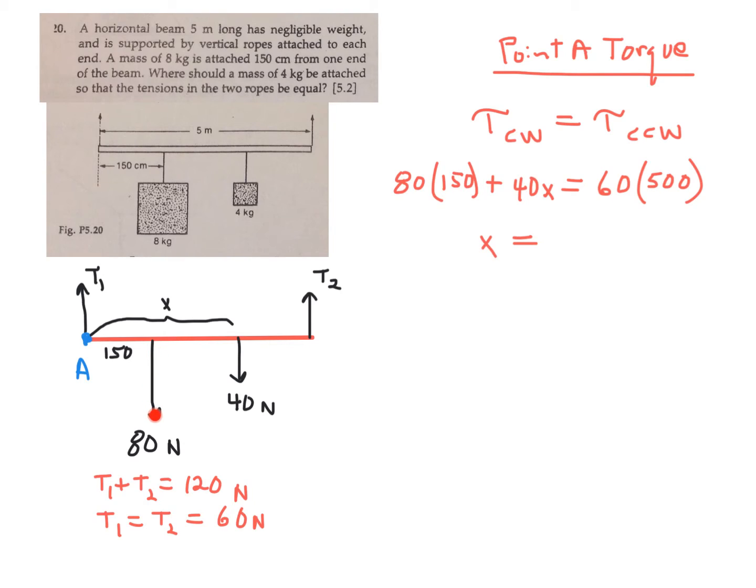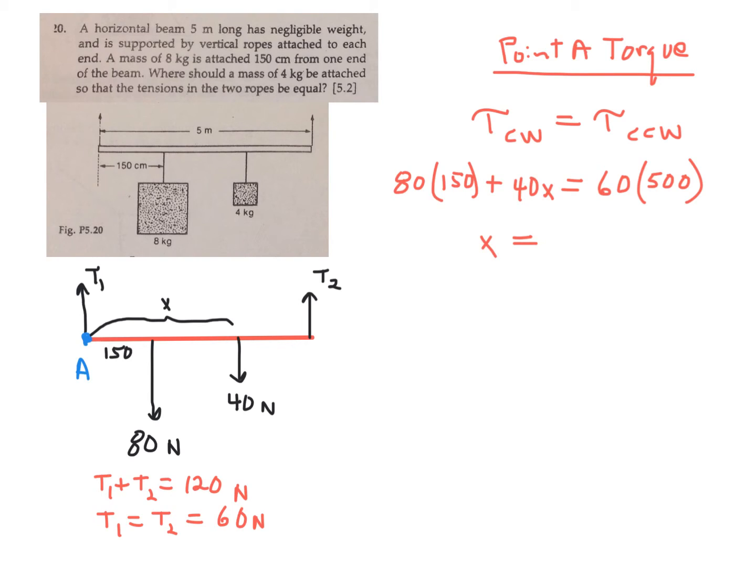labeled them. I know where the 80 newton mass is, but I'm trying to figure out where I need to put the 40 newton mass such that T1 equals T2, which has to be 60, because together they have to be 120 up. That's a pretty easy deduction because you have 120 newtons down. 80 plus 40 is 120 down.